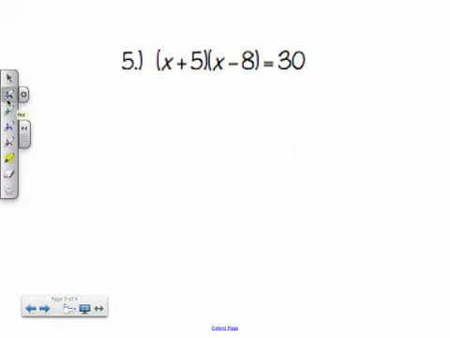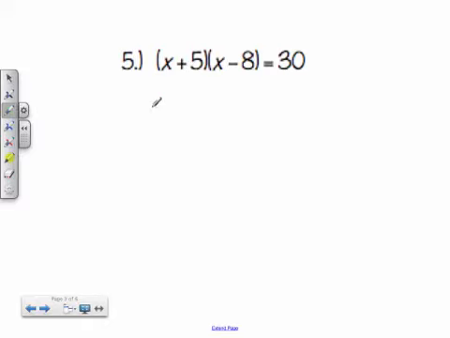Now, taking a look at question number 5, I can't go straight to factoring because these two pieces right here, although it's the product of two factors, it is not equal to 0. So these factors could be any possible number. There's an infinite number of possibilities of numbers that could multiply together to give me 30. So I need to make sure that I get this 30 out of this side and on this side. But before I do that, I want to simplify this left side a little bit.